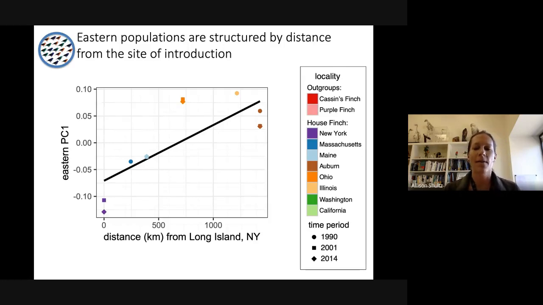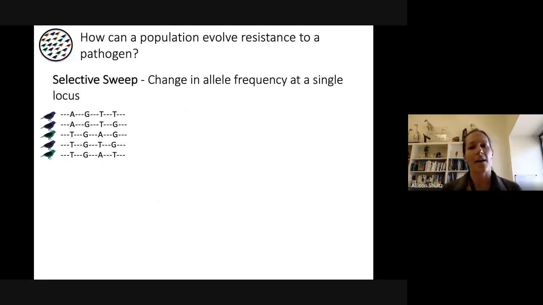But one important thing is there's actually no temporal separation. So that suggests that there wasn't a lot of major population migrations or gene flow that might be accounting for this evolution of resistance to the disease. So what are the other possibilities?